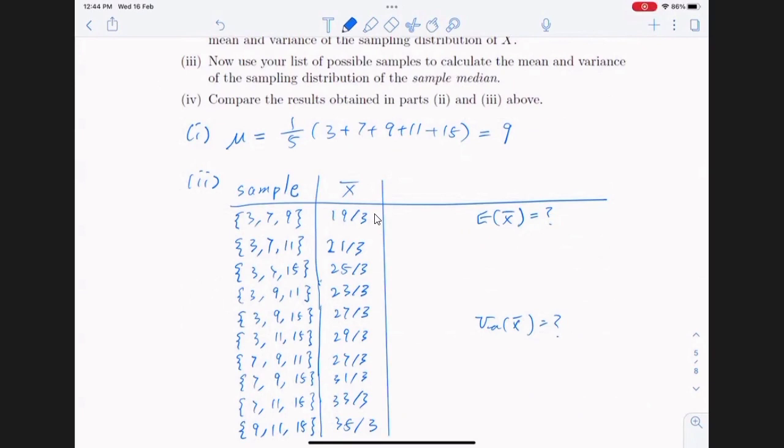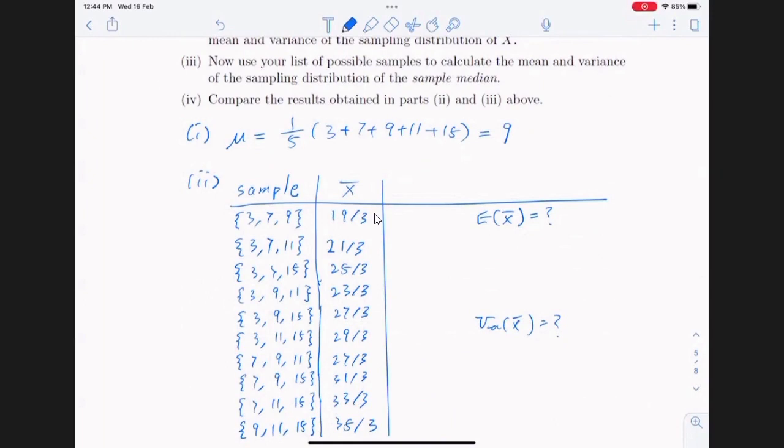Now, in part 1, we are asked to compute the population mean, and we are given the 5 numbers in the population. So it is very intuitive that the population mean is the average of the 5 numbers, equal to 9. Now, in part 2, we are asked to list out all the possible samples of size 3 drawn from the population of size 5. Notice that the question says we are sampling without replacement.